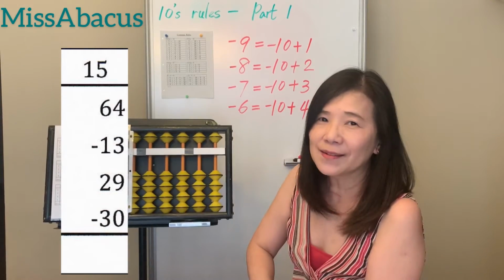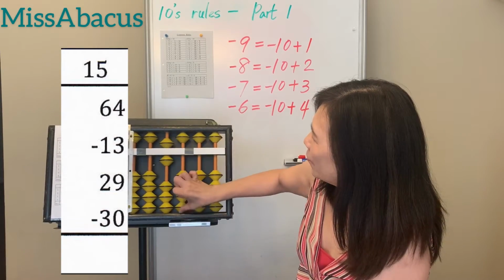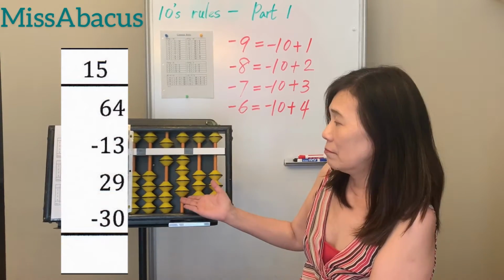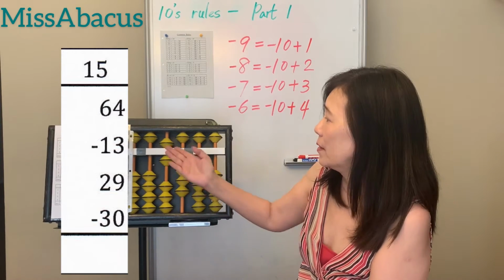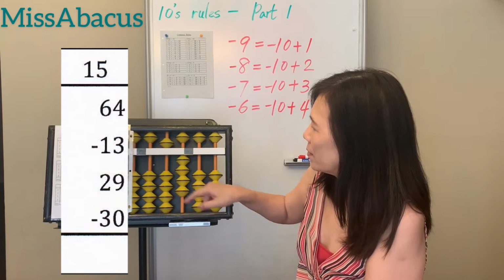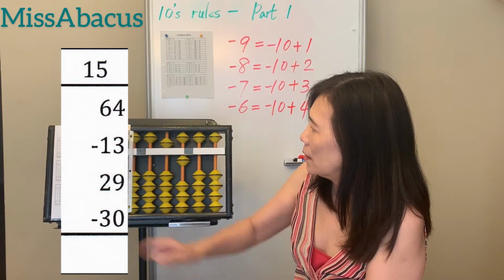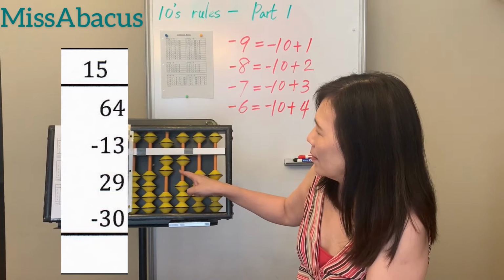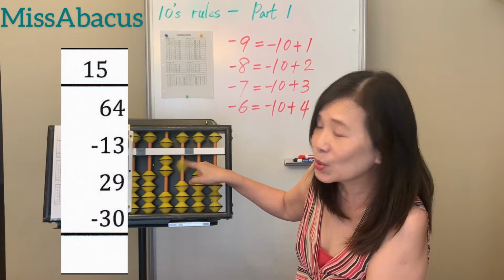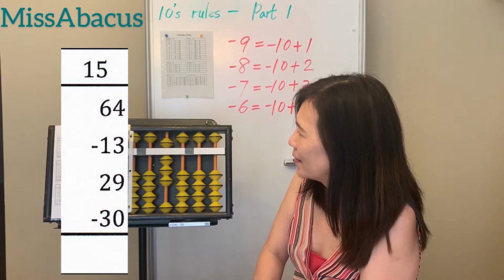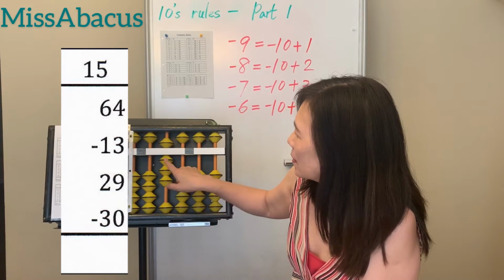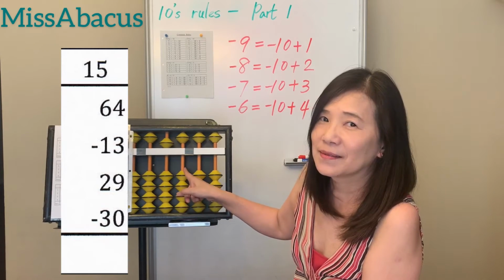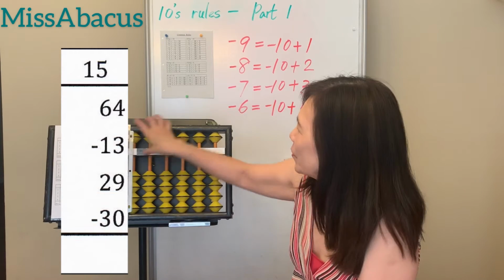Let's try number 15. 64 minus 13. 1 and 3. You don't need to use the rule because you have enough bits, right? 1 here, 3 here. Plus 29. 20, no rule. 9: rule, minus 1 plus 10 for the 9. Minus 30. Answer: 50. Okay, this is for problem 15.